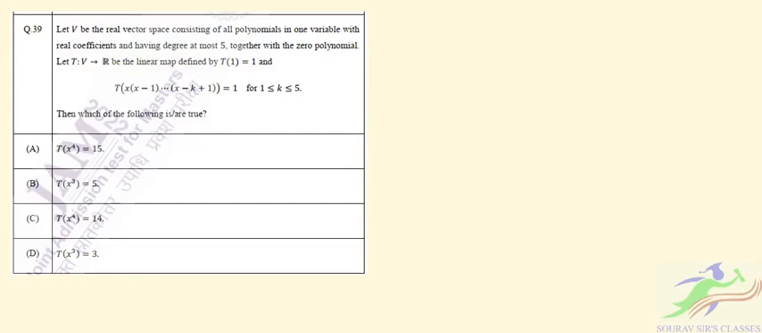So question number 39, let V be the real vector space consisting of all polynomials in one variable with real coefficients and having degree at most 5 together with the zero polynomial, and let T belong to this V, which is the real space, and it is a linear map. Okay, so we have the condition T(1) equal to 1, and we have been given the equation over here.